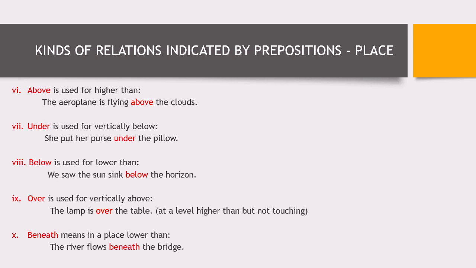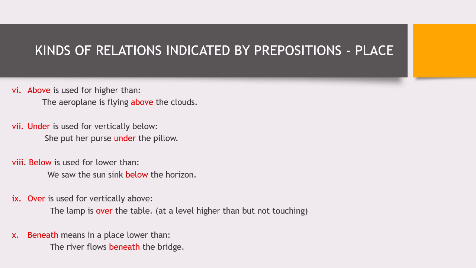For example, we saw the sun sink below the horizon. 9. Over is used for vertically above. For example, the lamp is over the table. That is, at a level higher than, but not touching.